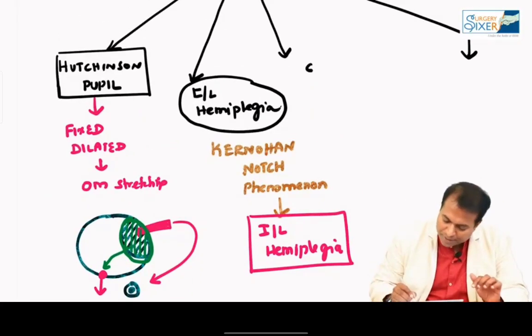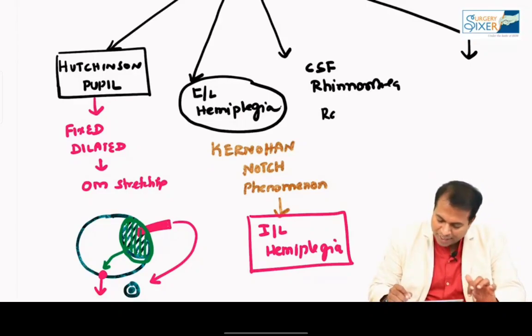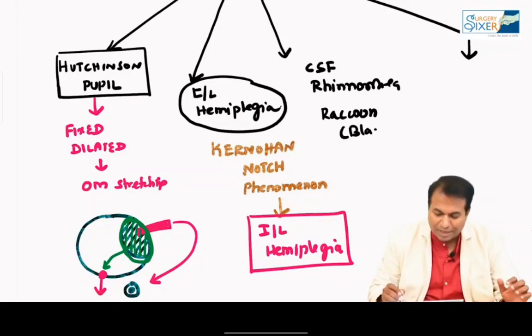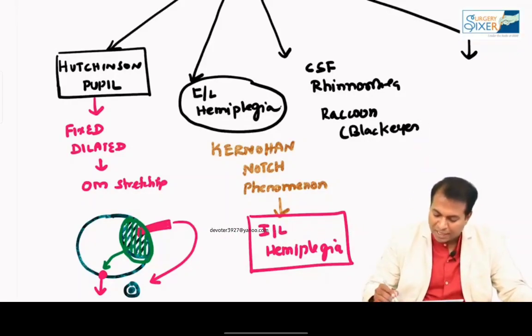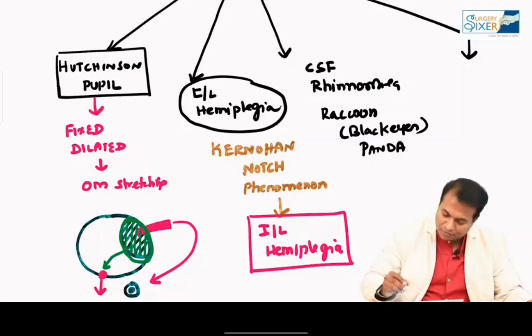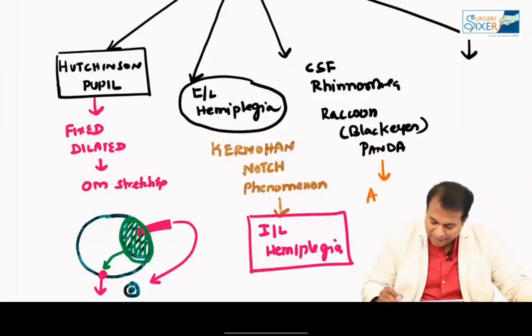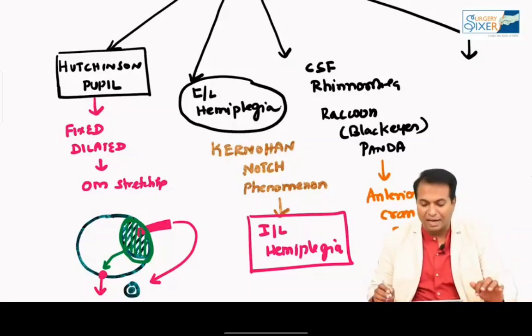Next point, you should look for CSF rhinorrhea. Raccoon eyes. Raccoon eyes are black eyes due to subgaleal hematoma. Black eyes, also known as raccoon eyes, also known as panda eyes. Panda eyes, raccoon eyes, CSF rhinorrhea, all these are features of base of skull, anterior cranial fossa fracture. Anterior cranial fossa fracture causes all these signs.